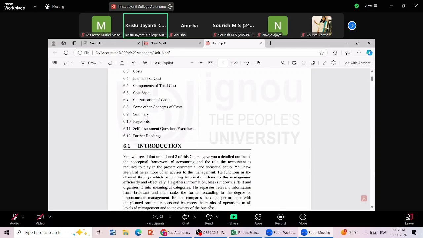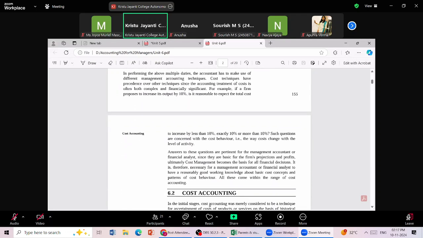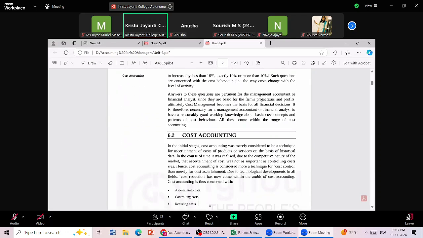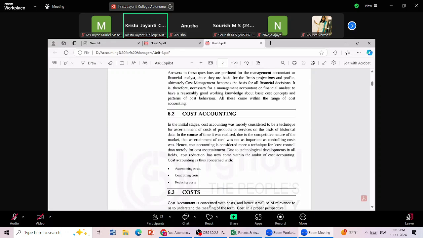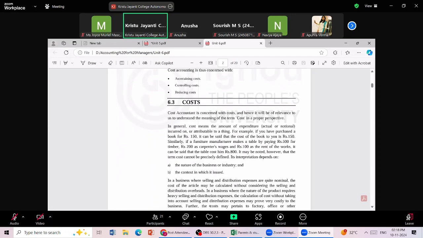So what do you mean by cost? Suppose the manufacturing of a particular item takes 100 rupees, that is considered as a cost. So cost accounting will help us to study about the cost of the product, what the cost is, how much the cost is. It helps us to understand those cost concepts. So that is what cost accounting does.